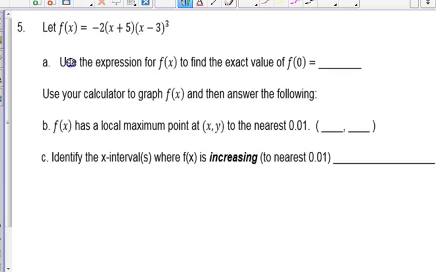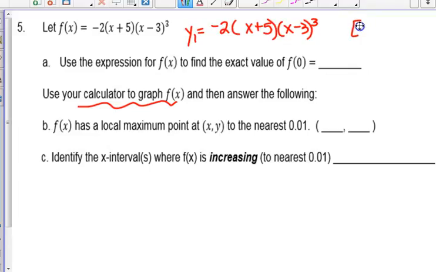Number 5, find the value at 0. You're going to have to graph this anyway, so I spent a little time typing it in to y1 and finding a window, and it took me a little while to find a window that worked. My window ended up being negative 10 to 10 for x. And for y, I have negative 200 to 1,000.